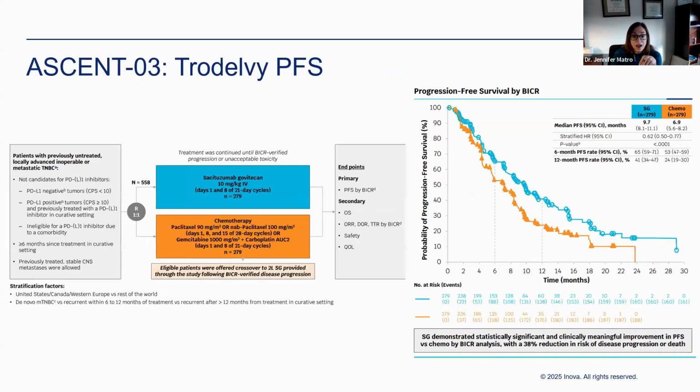And then a similar study looking at a similar population was looking at Trodelvy, again, first-line metastatic triple negative breast cancer, not eligible for immunotherapy, randomized to the Trodelvy or different physician's choice chemotherapy. And again, the Trodelvy beat out the standard of care therapy. So both of these are options. Trodelvy, also a very active drug. This is given 2 weeks on, 1 week off. So day 1 and 8 of a 21-day cycle.